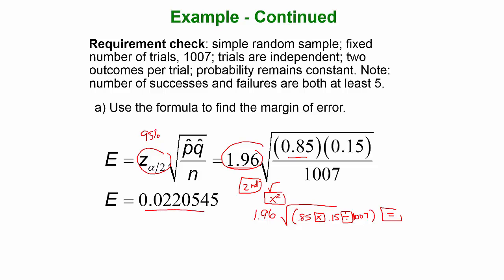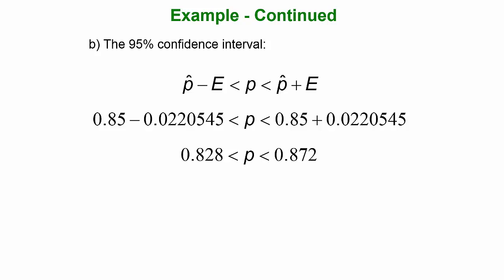You should get this value here for the margin of error. Now notice I'm not rounding it to the nearest tenth or hundredth. I'm being generous with the decimals there, and that's because this is not my final answer. I still have another step to use. So the interval is p hat minus E is less than p is less than p hat plus E. So I just need to take my margin of error and subtract it from my p hat, which was my sample proportion, and add it to my sample proportion. So 0.85 minus the margin of error is 0.828, rounded to 3 decimal places when we estimate p. And then 0.85 plus the margin of error gives me 0.872.